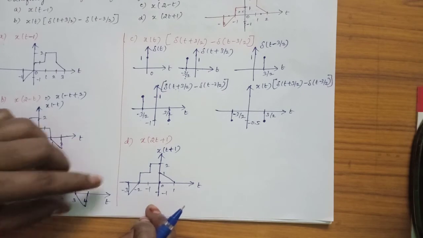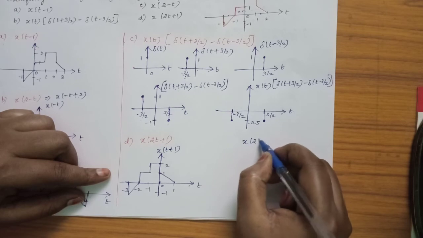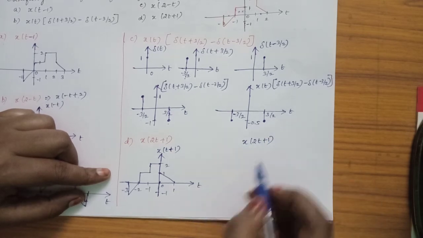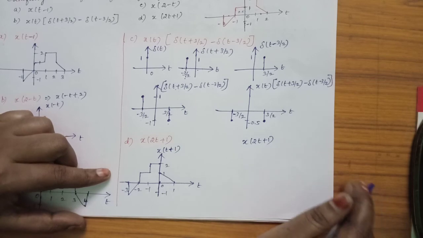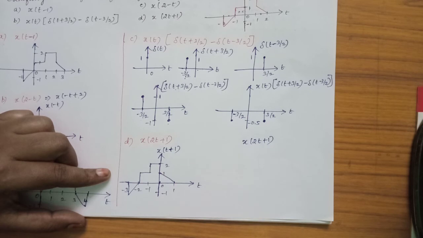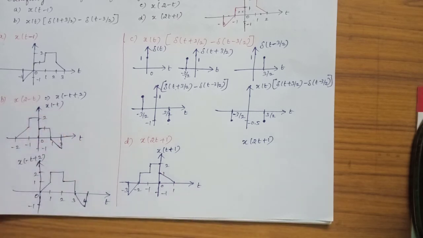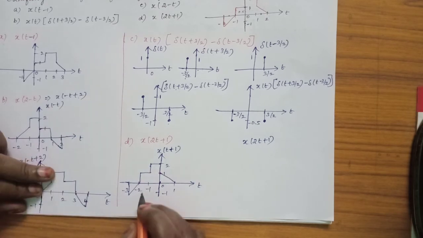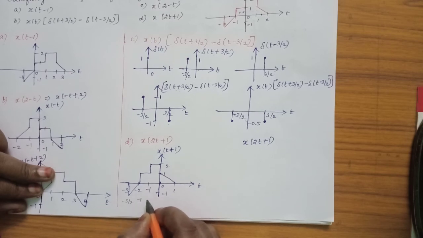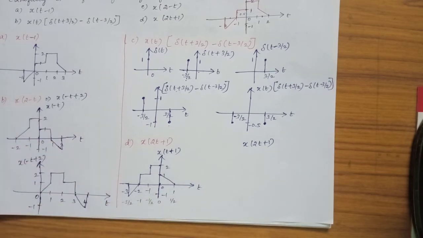Okay, now we are going to scale the signal x of t plus 1. That is x of 2t plus 1. Here the scaling factor is 2. Okay, for the time scaling operation we need to divide the time limits by the scaling factor. Okay, so if I divide the time limits by 2, we will get here minus 3 by 2, minus 2 by 2 is minus 1, and minus 1 by 2, 0 by 2 is 0 and plus 1 by 2.